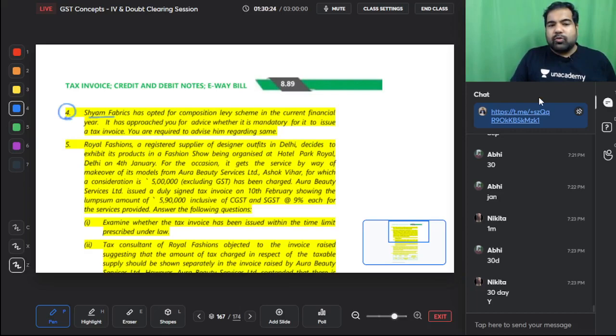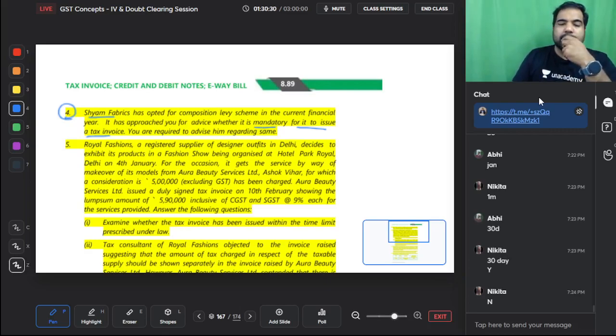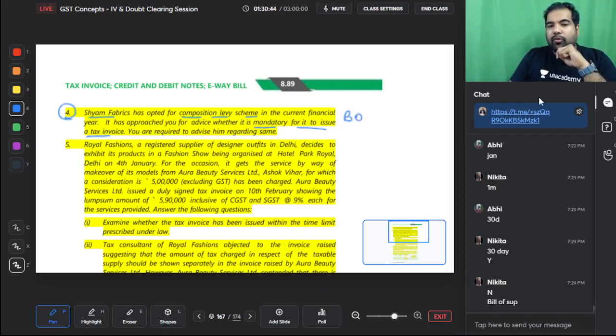Next. Guys, they've asked you whether it is mandatory for a person to issue a tax invoice. Advise Sham Fabrics. They're under composition levy scheme, so they don't have to issue a tax invoice. What they can issue instead is a bill of supply. Excellent, Nikita. Good job.